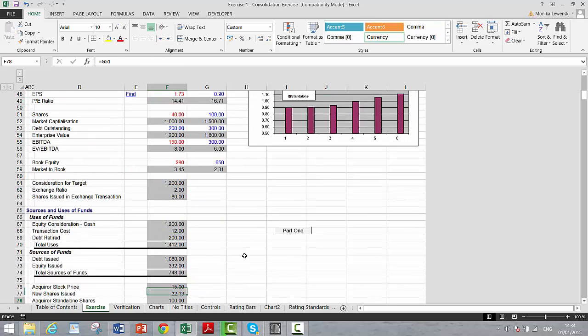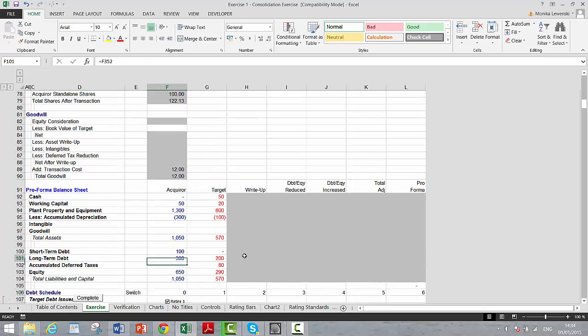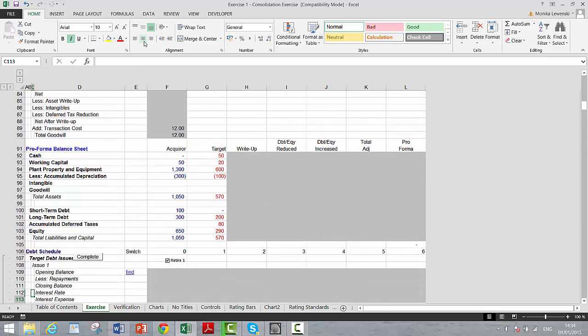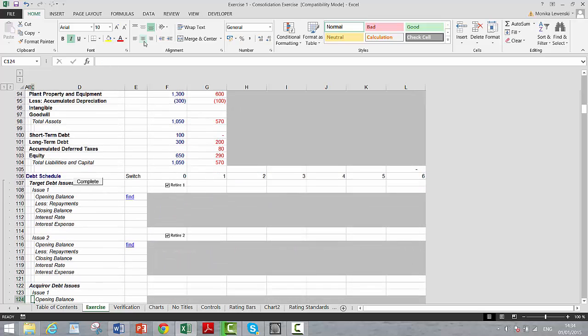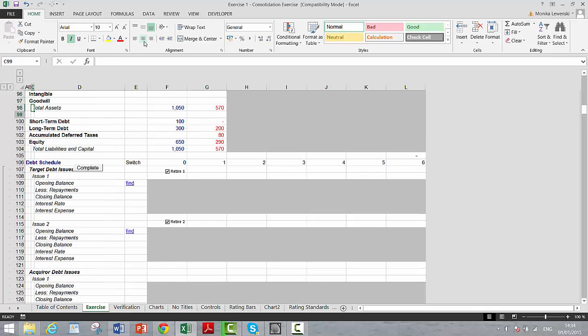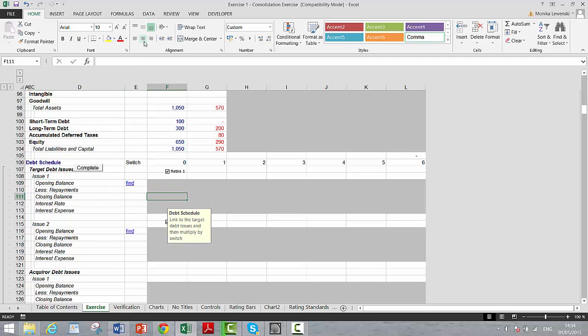If you put the sources and uses and goodwill together, you can then very quickly get a pro forma balance sheet that has both the acquiring and acquired company and the transaction. We're going to have another exercise that only works on a pro forma balance sheet, and then we're going to take away some of the debt issues that were existing.